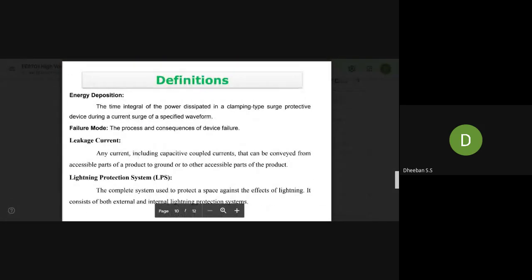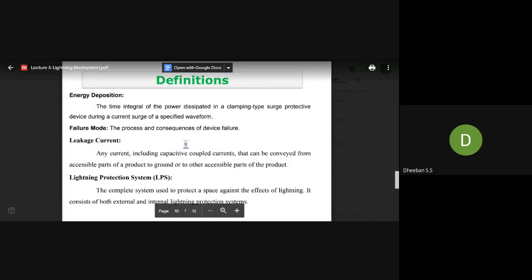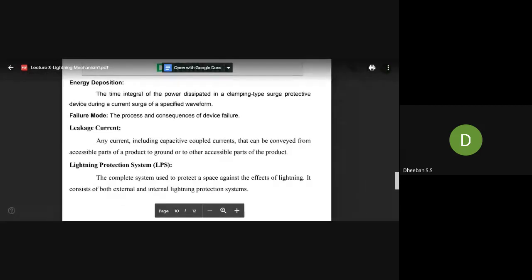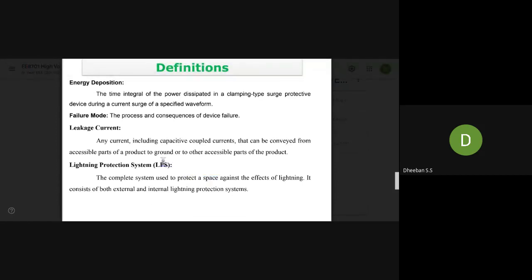The next are the energy deposition, failure mode, and leakage current. Generally, you already know any current, including capacitively coupled current, that can be conveyed from accessible parts. These you have all already studied. Finally is the lightning protection system. It is also a separate Part B portion. I will be covering this next week; next week I will try to complete the first unit.